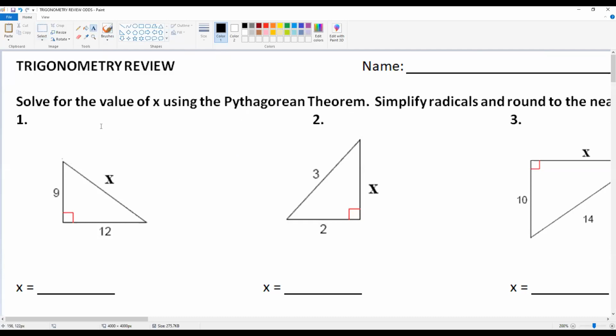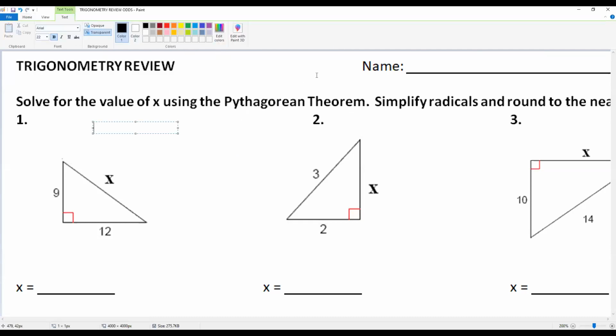It starts with a pretty basic one that you know how to do, the Pythagorean Theorem. So we'll just roll right through that one. 9 squared plus 12 squared equals, normally we say c squared, but in this case we'll say x, just because that's what they gave us.